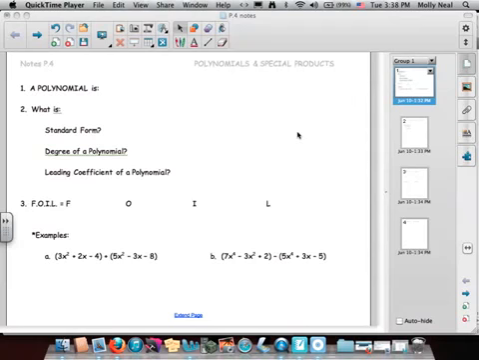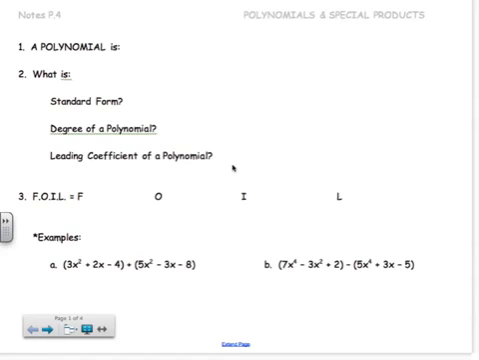In section 4 of the prerequisite chapter, we're going to be looking at polynomials for the most part, and then we're also going to be looking at special products whenever you're doing foiling. So all these things again should be review for you.